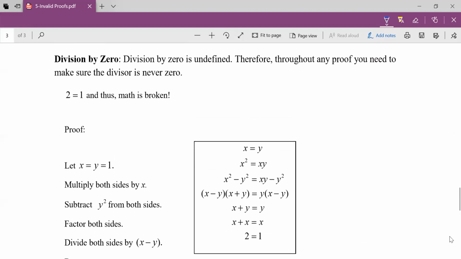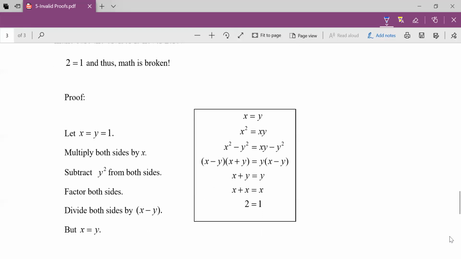And the last one I want to look at here, which maybe falls better under calculation error, is division by zero. Division by zero we cannot do, but it shows up when people are trying to make random statements. So this one here: 2 is equal to 1, and thus math is broken. I remember seeing this one in university. And okay, what do they've got here?